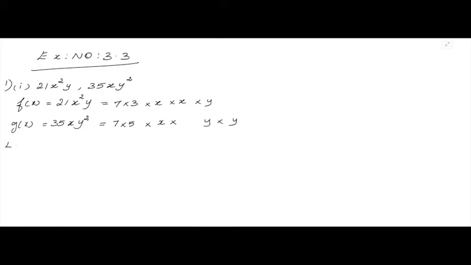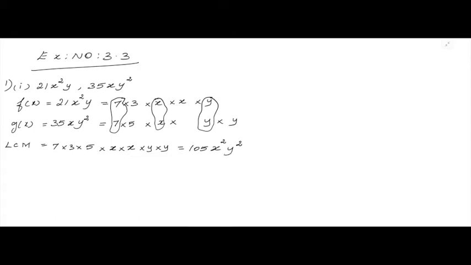Here what is your LCM? 7 into 5 into x, 1 more x, y, 1 more y. So what will be your LCM? 7 3s are 21, into 5, 105, x square y square. That will be your LCM. And come to GCD. For GCD you have to take only the paired ones, that is 7 into 1 time x and 1 time y. So that will be 7xy.